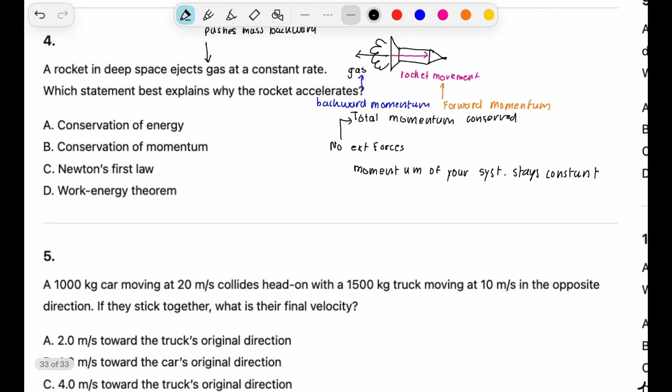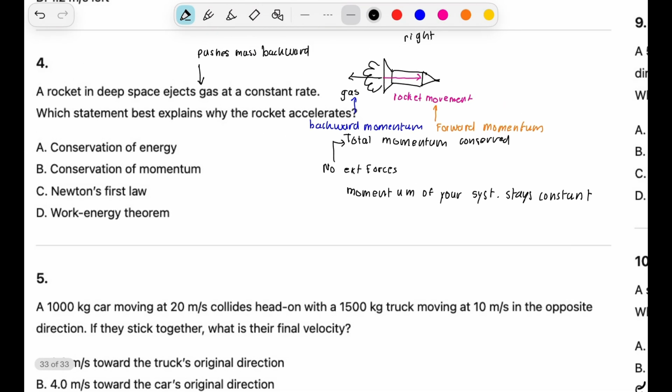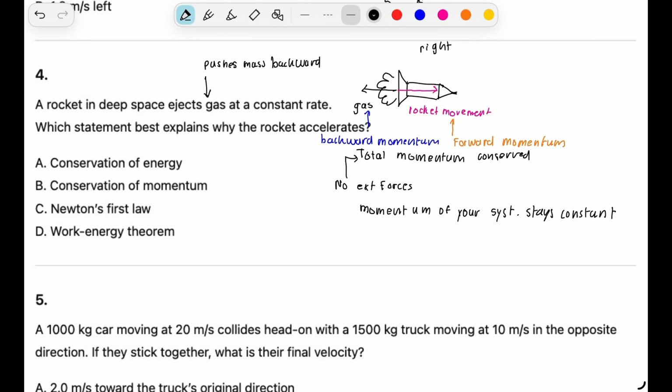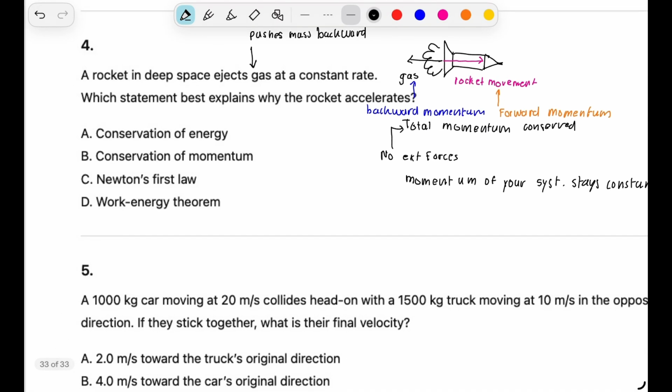So the reason why the rocket accelerates is because the momentum has to be conserved. It's the same. So if you push your gas this way, then you have to have the same movement forward, because that movement, that velocity has to be transferred.